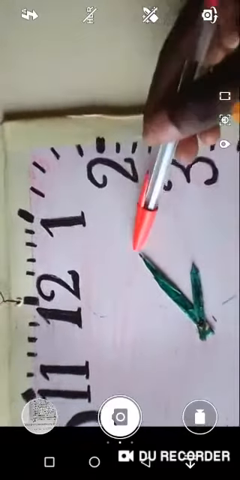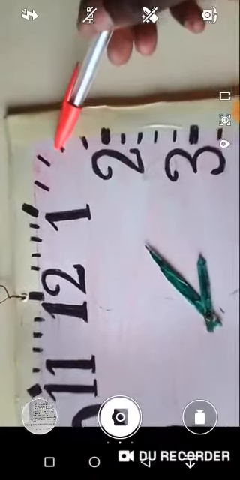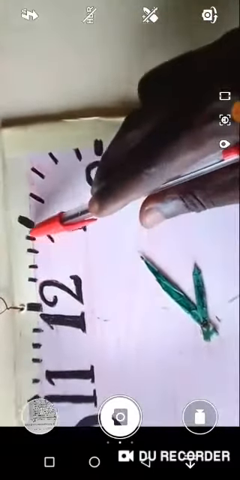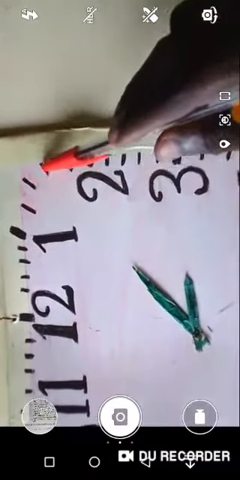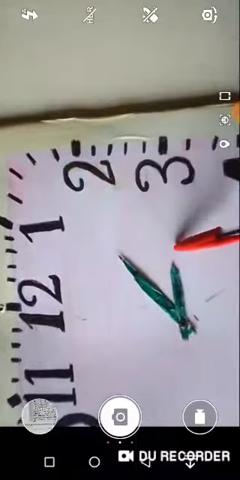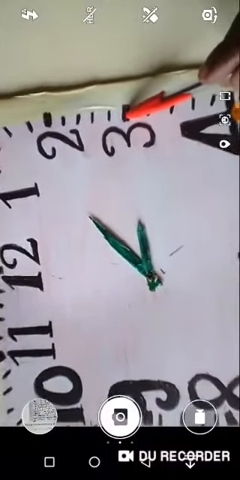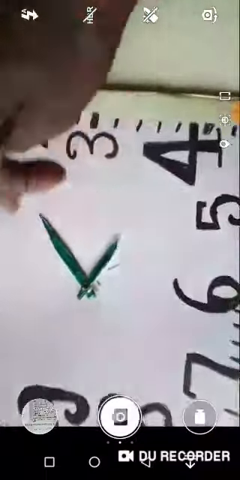This one is pointing at 8. Here, we can count 1, 2, 3, 4, 5, 6, 7, 8. You see? It will be 8 minutes past. We check the hour here. This is 8 minutes past 3. 8 minutes past 4 means this one will go to 4.